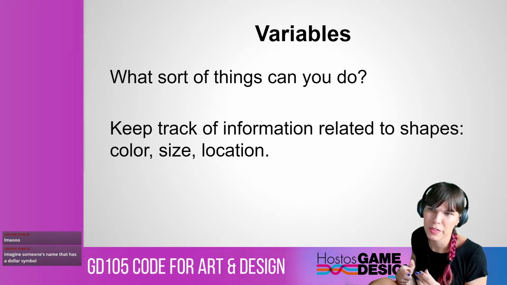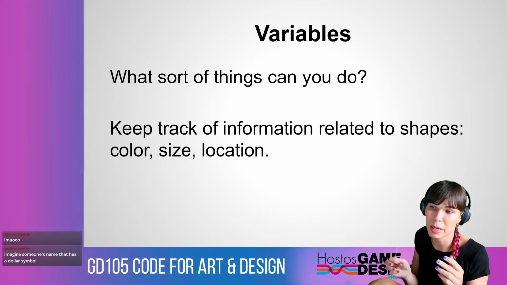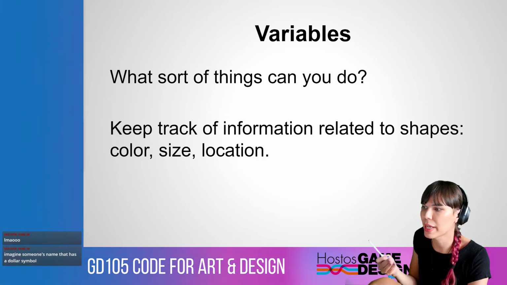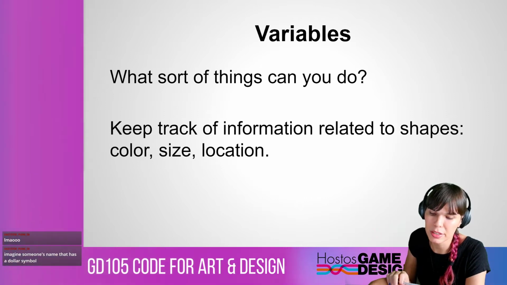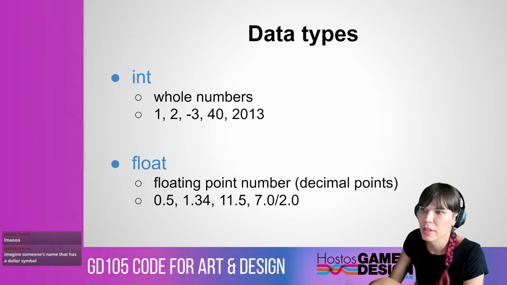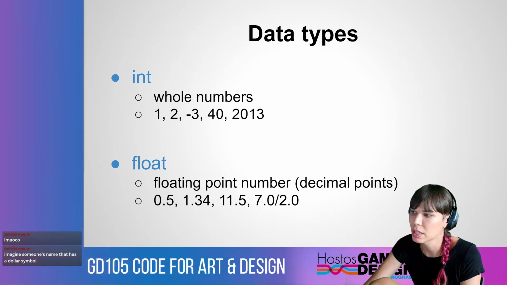So you can use variables to keep track of things that are important for shapes. We've used shapes so far. You've used colors, so you can store information about colors. You can store information regarding sizes, locations. This is probably kind of abstract right now because you're not sure what specific examples we're talking about. So here are the first two data types we're going to talk about. A data type is a type of variable basically.